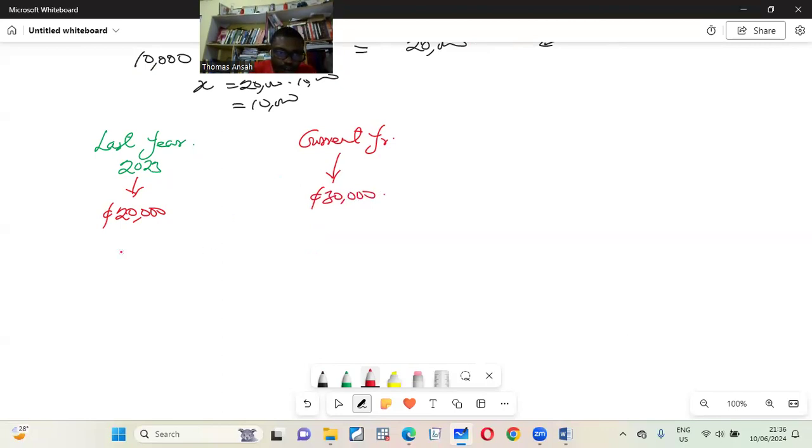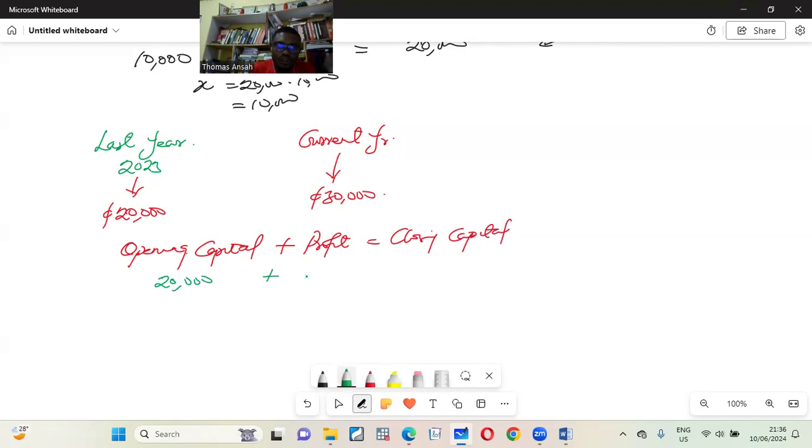So we said that the opening capital, and don't forget, closing of last year is the beginning of 2024. So opening capital plus profit is equal to closing capital. And if that is the case, I have 20,000 plus, I don't know the profit, but I know the closing here is 30. So X therefore is equal to what? 10,000 Ghana cedis. So profit therefore is 10,000 Ghana cedis. So that is how you can find profit, because profit is an increase in capital.